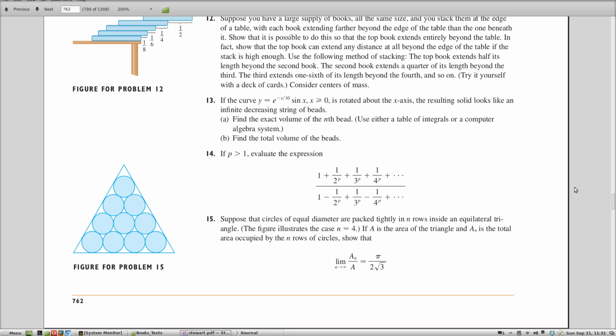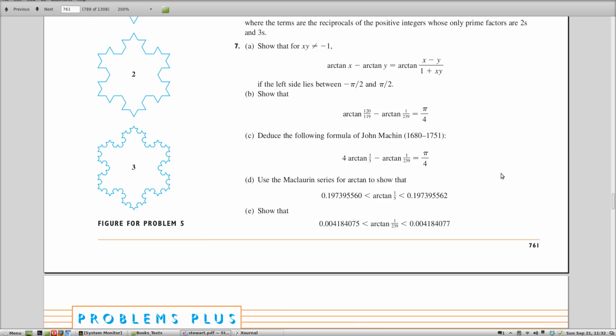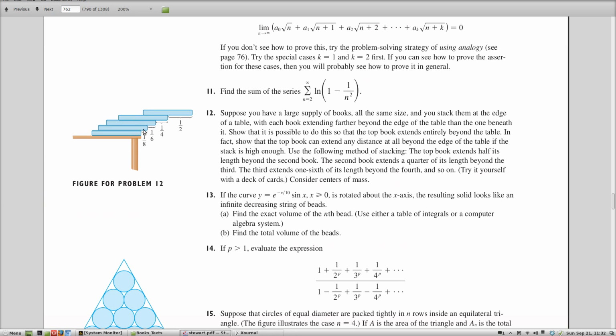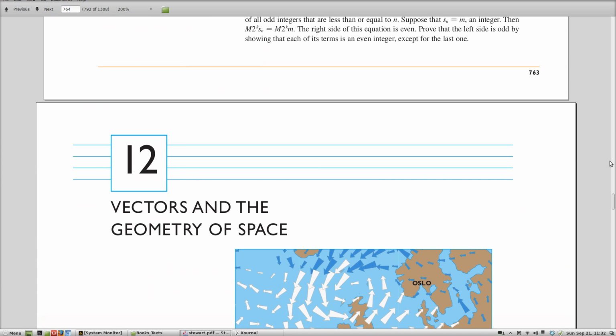Oh no, massive copyright violation. Koch Snowflake, where are we? Where did we go? Oh my god, it's this thing. Did you know you can make this extend over the edge of the table? It's related to the harmonic series. Where are we? Oh god, we went so far. I'm going to pause this so I don't give away any of the textbook.